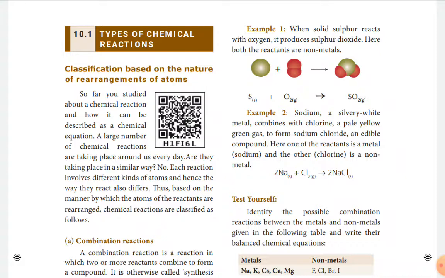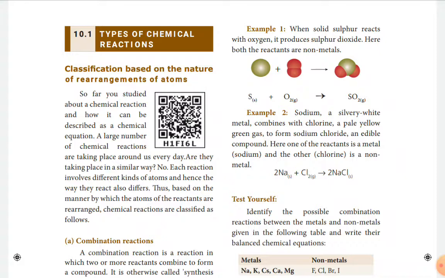Now see: hydrogen plus oxygen gives water. So what is the formula of hydrogen? H2. The formula of oxygen is O2. Hydrogen is a gas, so you write subscript G within brackets. Oxygen is also a gas, so write subscript G within brackets. So gaseous hydrogen reacts with gaseous oxygen to give liquid H2O. You have to write and practice.